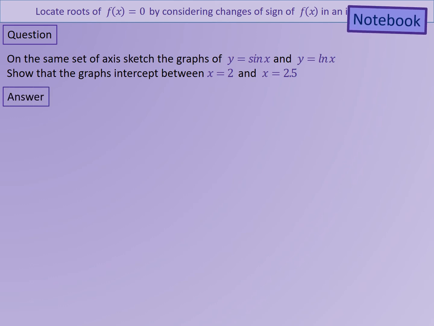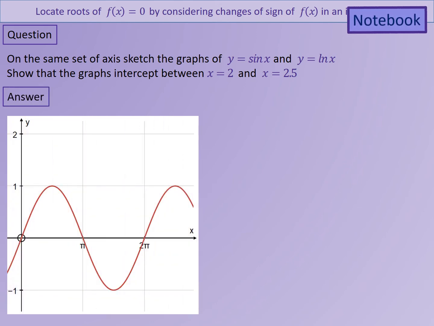So your sketches first of all. Hopefully you know how to sketch sine. Ln is the one that might have stalled you. Remember that the ln function is the inverse of exponential. Exponential sort of goes across and comes up like this. It crosses at 1, it goes up like this. So you reflect that in the line y equals x.